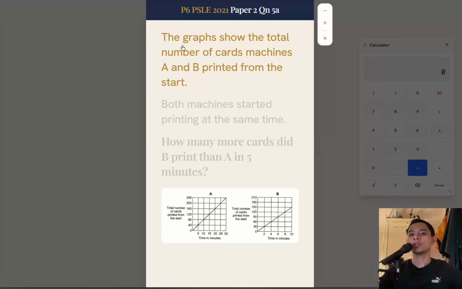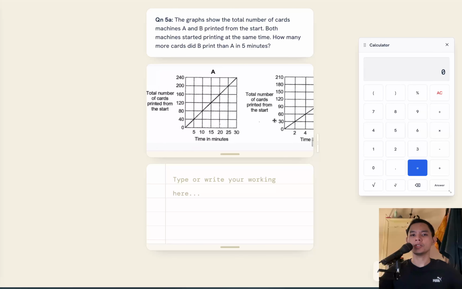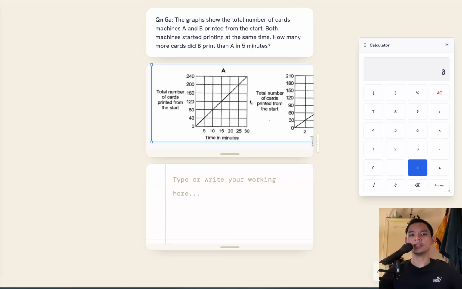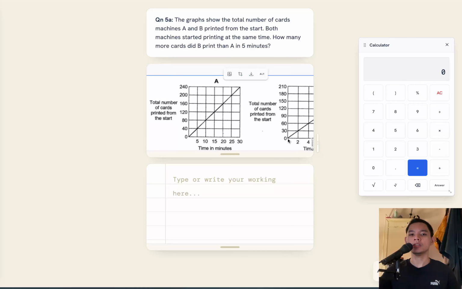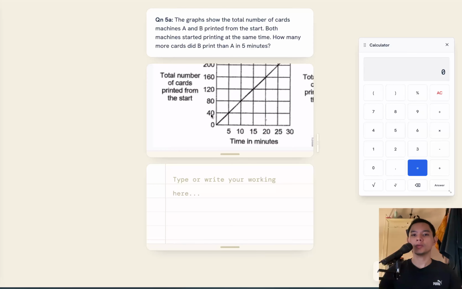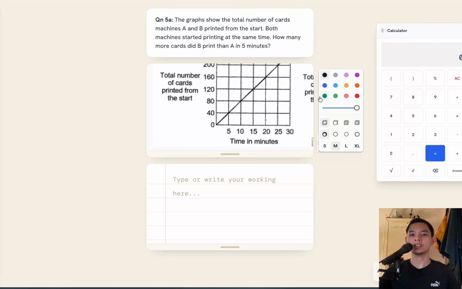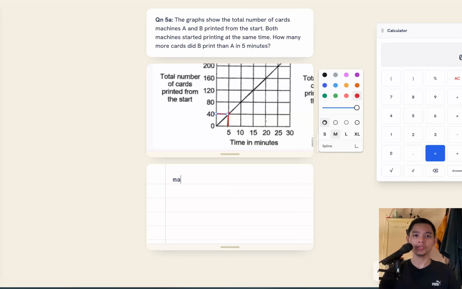Question 5, part A. The graph showed the total number of cards machines A and B printed from the start. Both machines started printing at the same time. How many more cards did B print than A in 5 minutes? So first we need to figure out the rate for A and B. Let's zoom this in. Let's go to A. We know the time in minutes is 5. That's what we're looking for. So machine A in 5 minutes printed out how many?